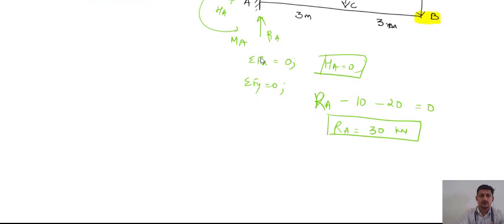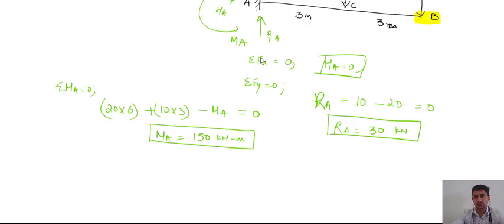Now for calculating the value of moment, summation of moment about point A is equal to 0. With this, 20 into 6, oh sorry, plus 10 into 3. So these are the two forces that will generate this moment, and one anti-clockwise moment is here, that is minus MA equal to 0. So from here MA will be 150 kilonewton meter. So now you have calculated all the reactions.